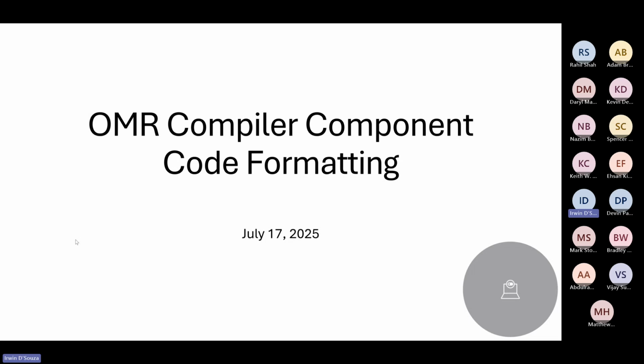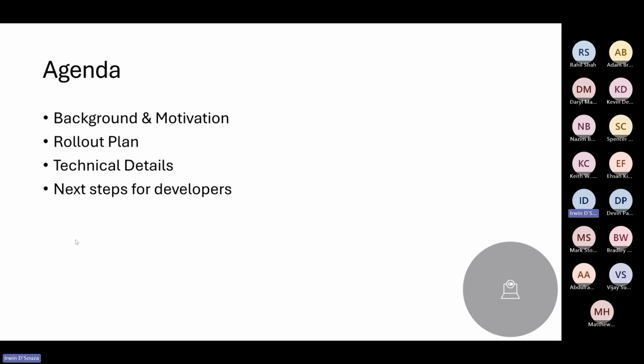So I'm just going to go through the compiler component code formatting work and what the plan is going forward. The agenda is some background motivation quickly, as a refresher since we've already talked about this in the past, and then the main part, which is the rollout plan on how we're going to implement this. I'll talk about the technical details of what is involved in all of this work, and then I'll go over some next steps for developers and how this impacts all of us going forward.